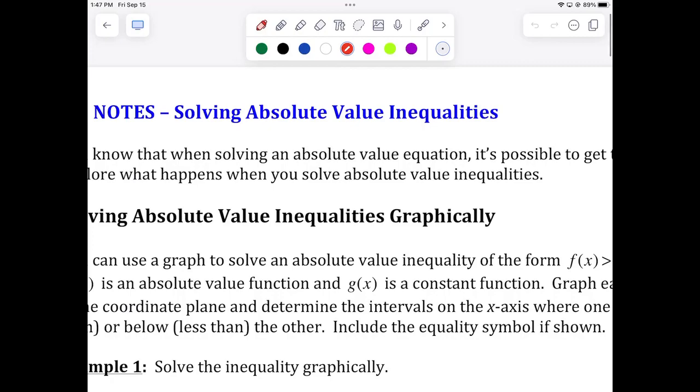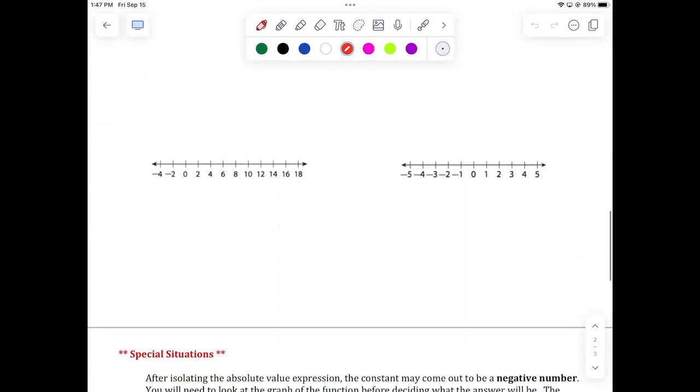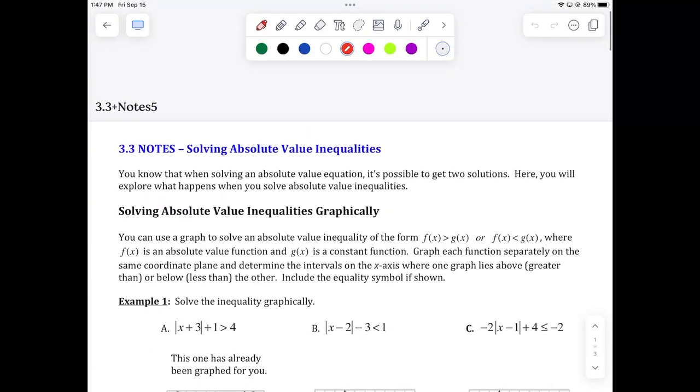Absolute value inequalities are very, very useful in production because you can relate them to a tolerance or a margin of error, which is kind of what the real world situation is at the end. We'll get to that probably on Monday. But we have to know how to work with them first.